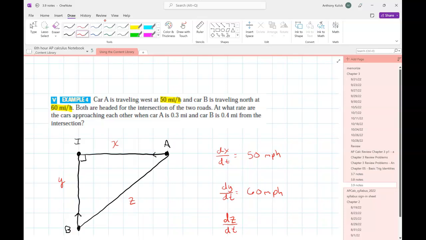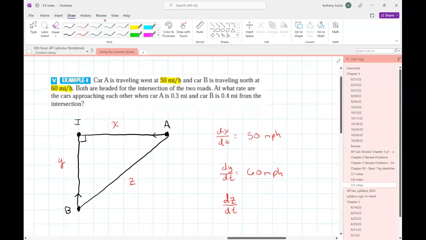Well, think about what the length of Z is doing as they're getting closer. So what kind of a number should I be having there? A negative number. Everybody's okay with that? Okay, just from a common sense standpoint.